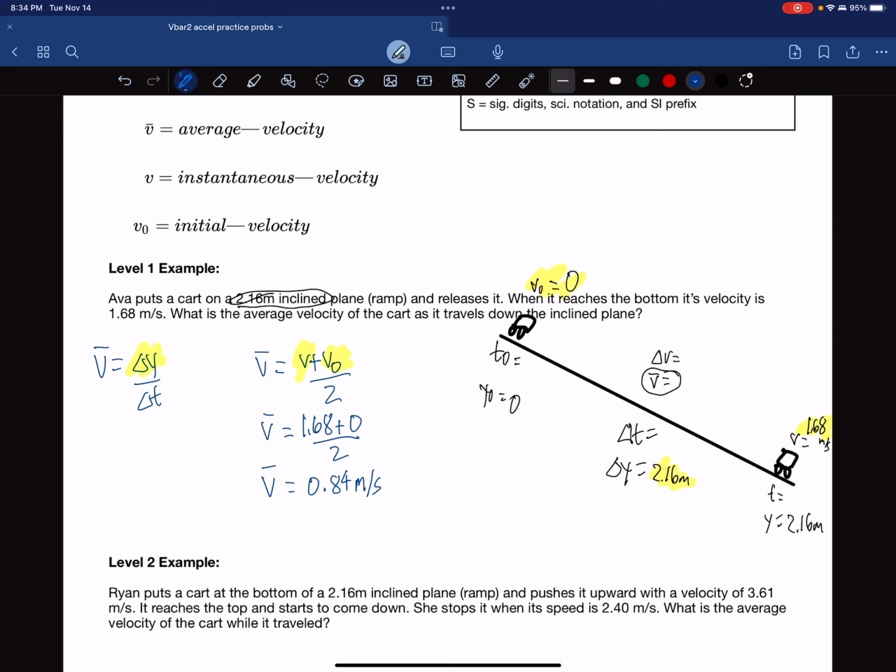And this answer we could also express in scientific notation, so that would be 8.4 times 10 to the minus 1 meters per second. Like so. So that's our answer to that question.